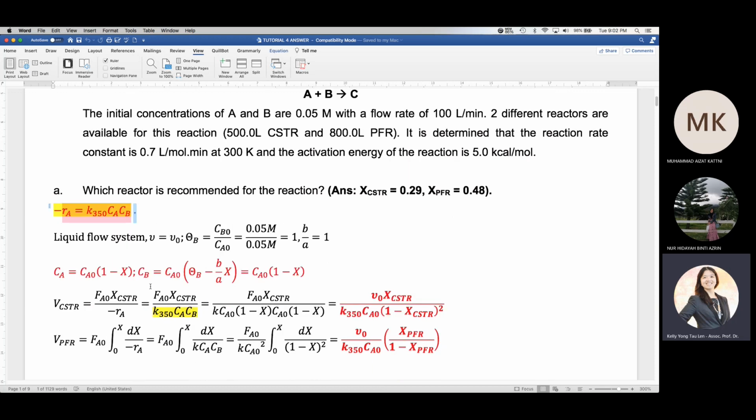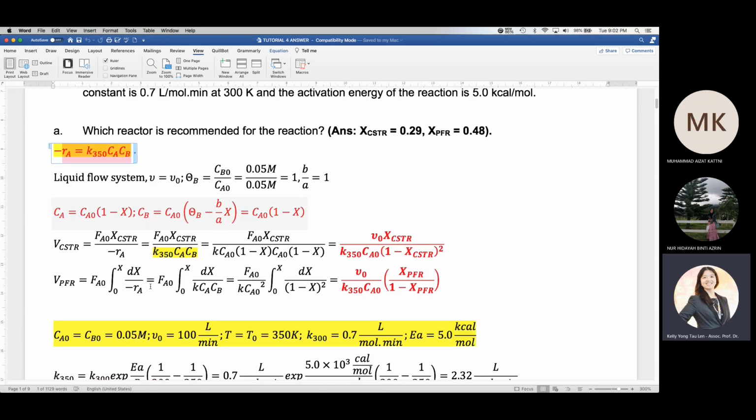So if you look from my notes, okay, part yang derivation tu saya dah tak ajar lah kan, sebab saya dah ajar dalam notes. Saya terus tengok, saya terus pilih ataupun saya terus tunjuk equation yang menepati ketiga-tiga ni. So if you look closely from your list of equation, equation yang menepati ini adalah equation ini. So volume CSTR equals to inlet volumetric flow rate multiplied with the conversion of CSTR divided by K CA0 in bracket 1 minus X CSTR power 2.